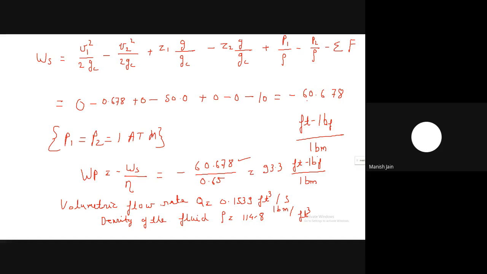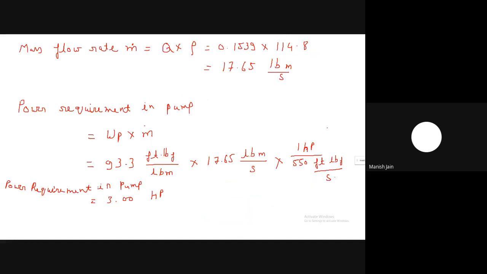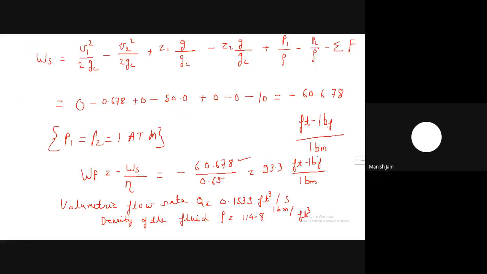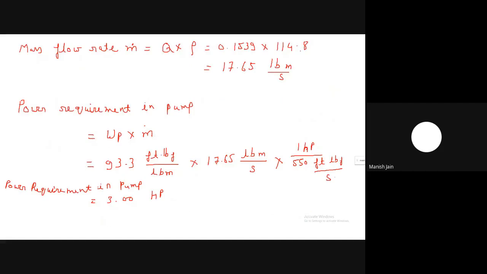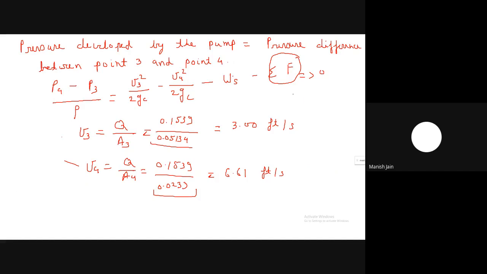So the theoretical requirement is 60.678 pound force divided by pound weight. Okay, so just substitute the values, and rho, the density of the fluid, is also given: 114.8 lbm divided by the pound per foot cube. Okay, 114.8. Just substitute these values in the equation, you will get the value of P4 minus P3.